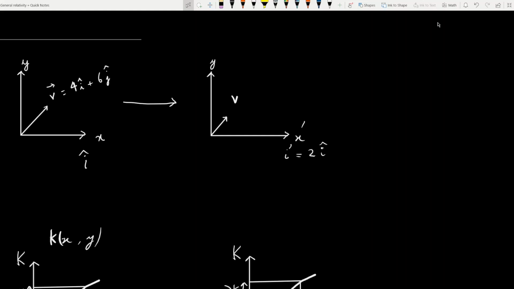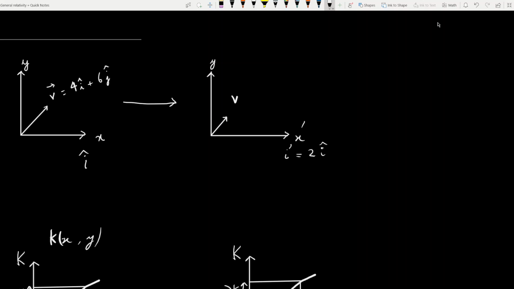Hello everyone. In this video, we will be talking about covariant and contravariant vectors. So let's first talk about contravariant vectors. Here we have two sets of coordinate systems. One of them is x and y, and the other one is x primed and y. Now we have a vector here, v, where v is equal to 4i hat plus 6j hat.